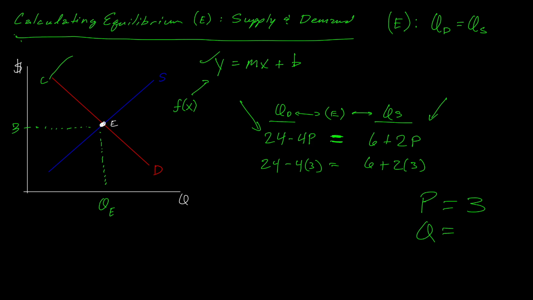So we have 24 minus 12. Now I'm being extra careful so I don't make the same goof up twice. 24 minus 12 equals 12, okay? And we have 6 plus 2 times 3, which is 6 plus 6, equals 12. So they match. We're good to go. Equilibrium quantity is 12. So this is how you determine equilibrium on supply and demand using the equation of a line.